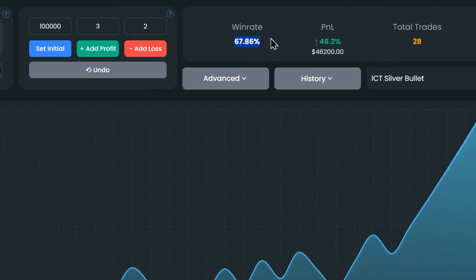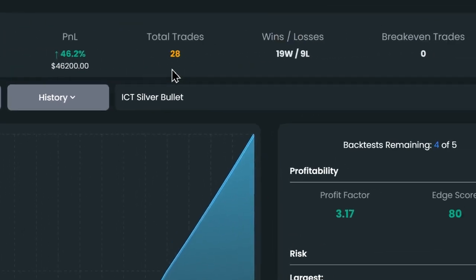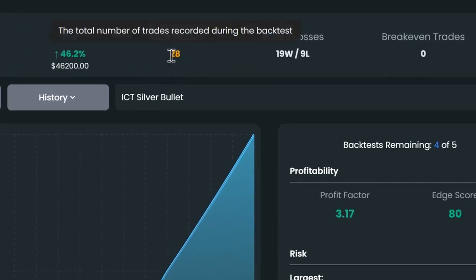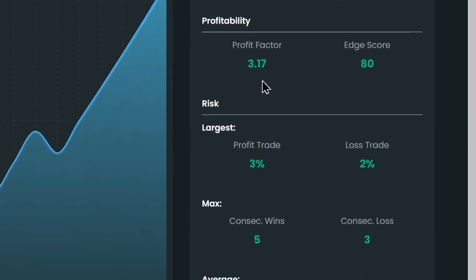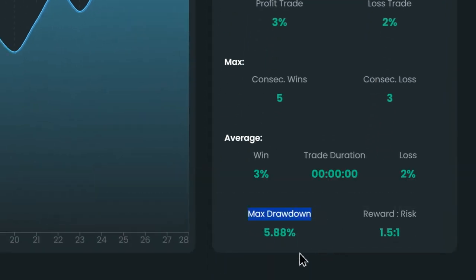67.86%. The gain on the account was 46.2%, which means if you were to trade with a 100k account, this is the profit that you would have made. The total trades taken during the backtesting period were 28, which we had 19 wins and 9 losses. The profit factor was 3.17. Maximum consecutive wins were 5 and the consecutive losses were only 3. And as you can see, the maximum drawdown was just under 6%, which is really good.